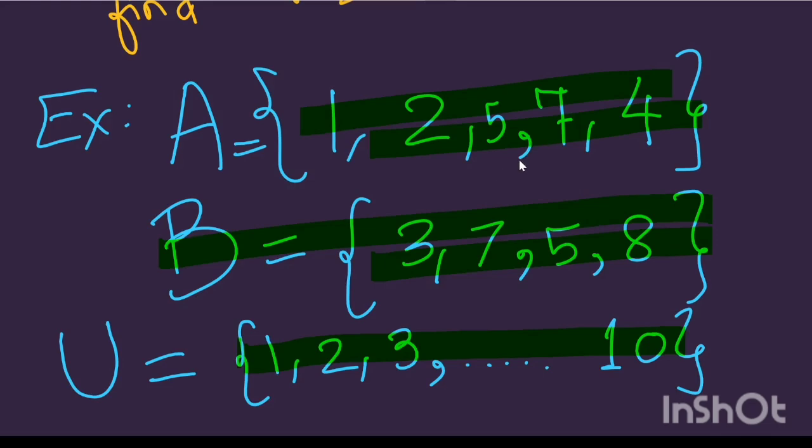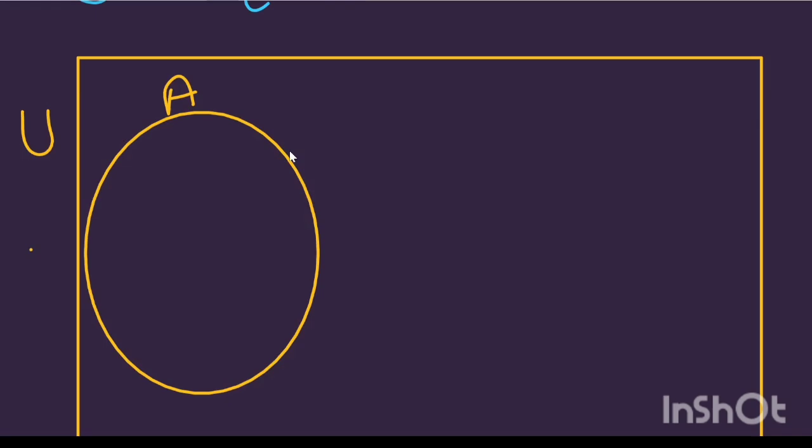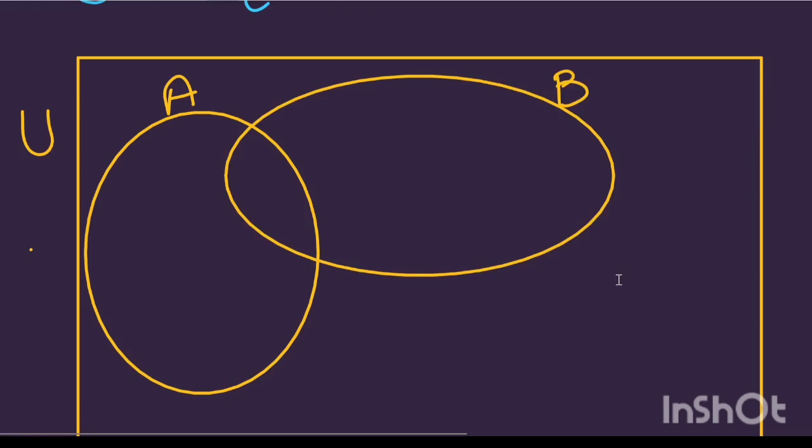Let's draw U first. So guys, this is U. Now let's draw A inside this. So this is A. Now let's draw B. So this is B. Now let's add the elements, the entries of each set as well as U inside this Venn diagram, guys.